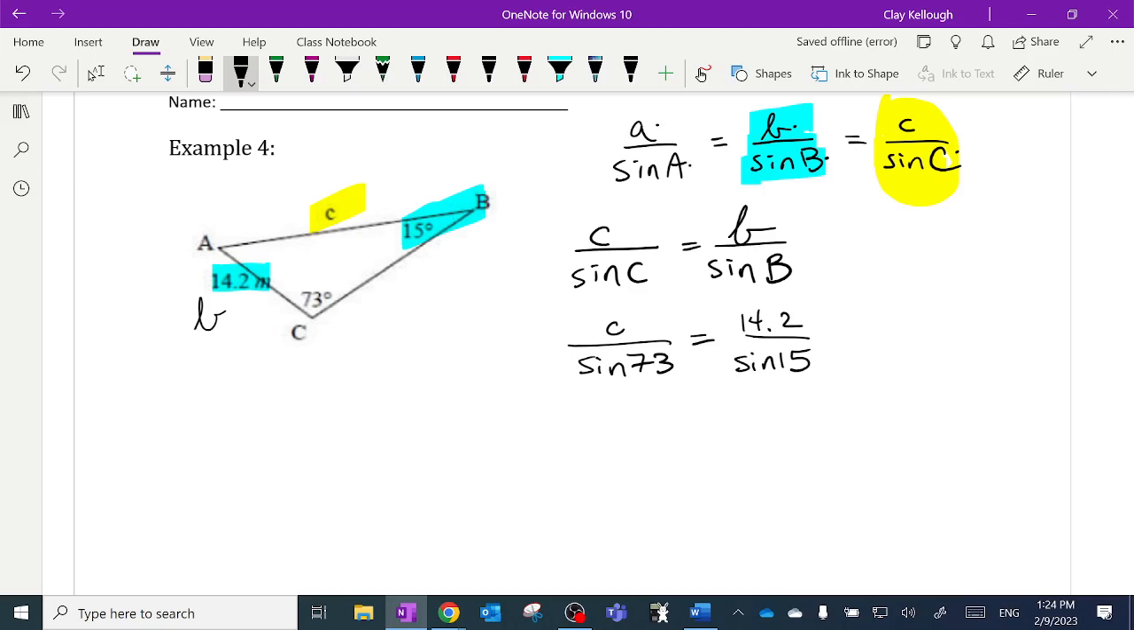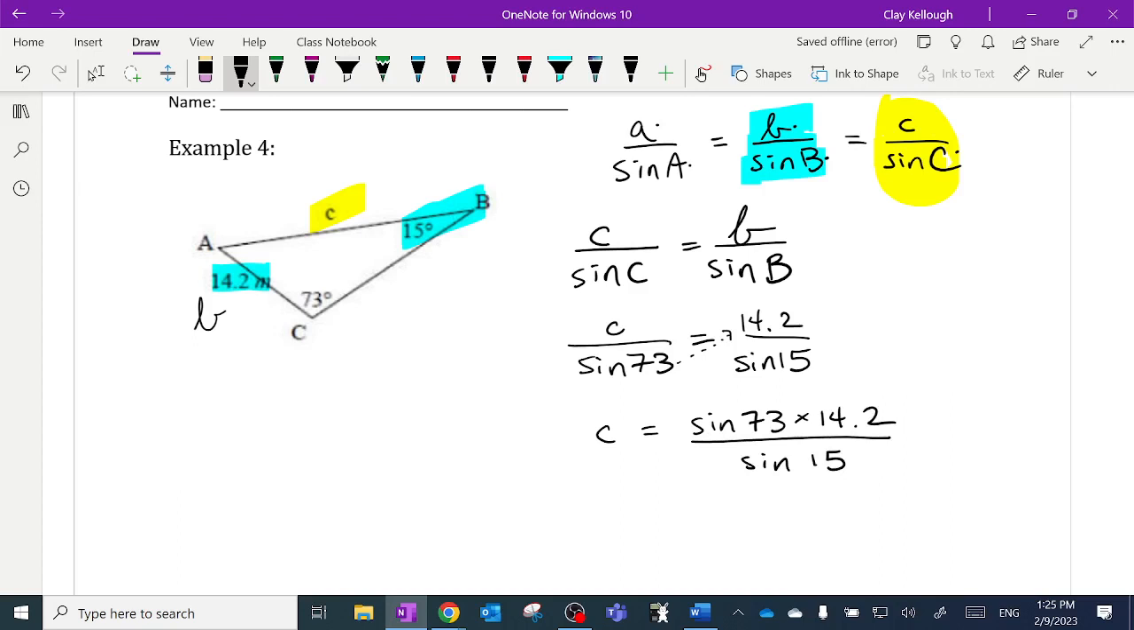Some people called it this yesterday when we were doing SOHCAHTOA. Think of the two words cross multiply. Really, at the end of the day, it's algebra. I'm multiplying both sides of the equation by sine 73. But again, some of you, algebra is not your favorite thing in this universe. That's cool. Think of it as this number crosses up to here and multiplies that top number. That's why they call it cross and multiply. So C will be the sine of 73 times 14.2 divided by the sine of 15.